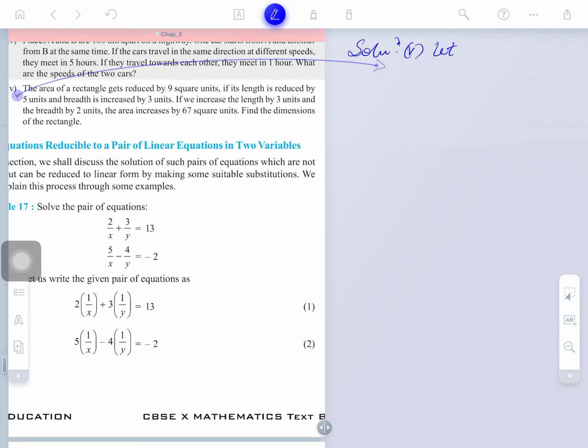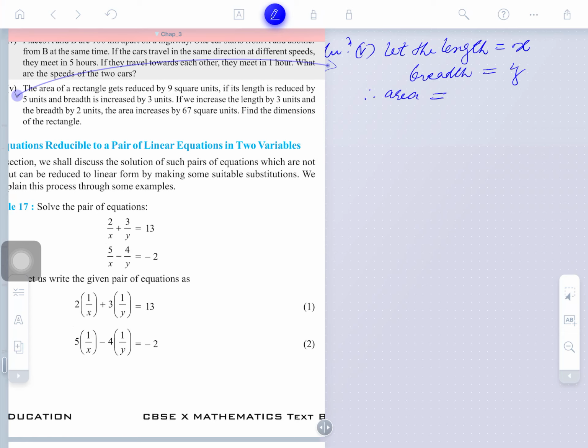Solution number 5. Let the length be x and the breadth be y, you suppose. Therefore what shall be the area here? The area will be length into breadth, that is x into y. The first case is that the area gets reduced by 9.